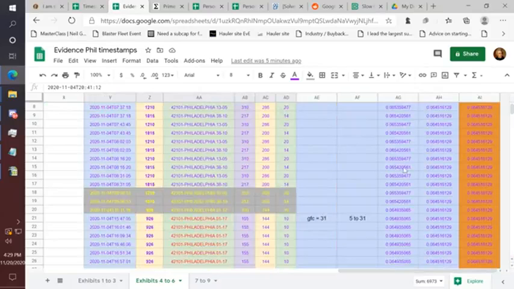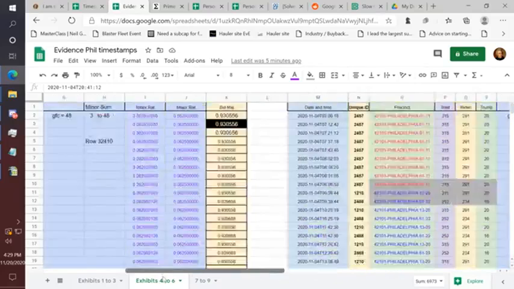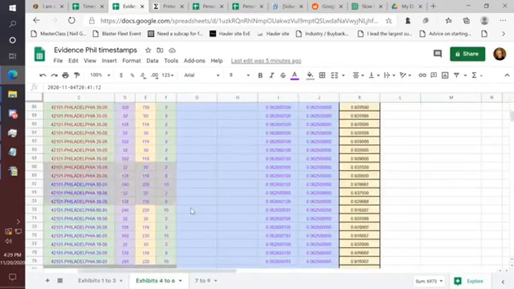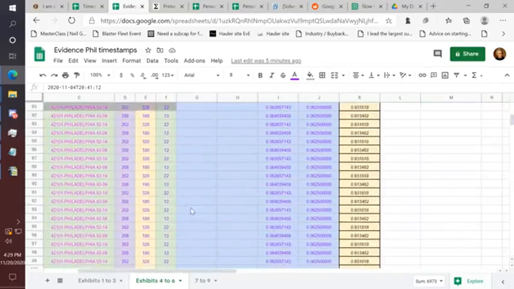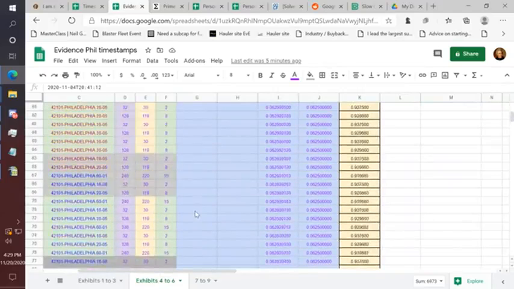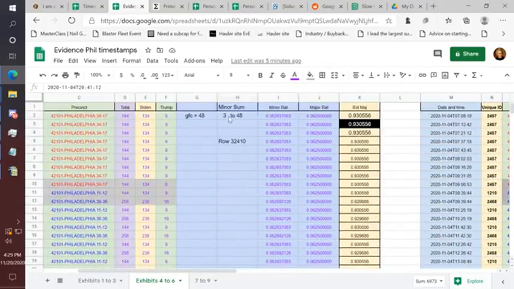So the last exhibit we did at random, Exhibit 7 was pretty bad. Especially since the ratio was weird, 3 to 48, like Exhibit 4.